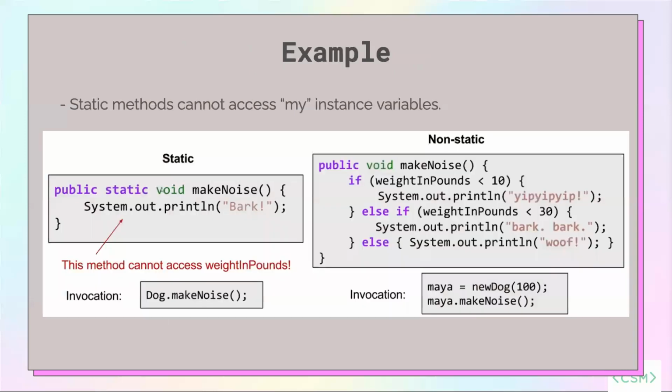Next slide. Now we can take a look at this example. On the left, we've defined a static method, and we know it's static because of the static keyword in the function signature.